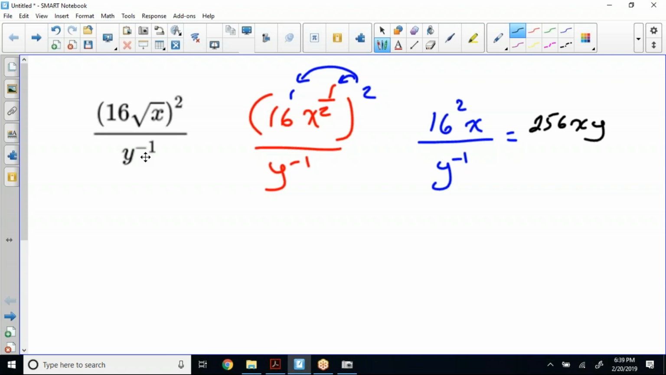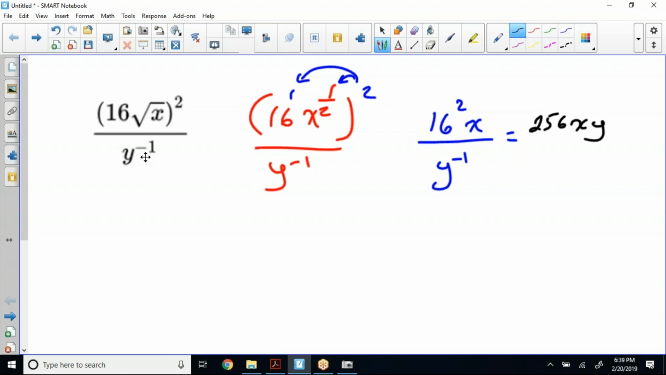Anything raised to a negative power has to move. If it's in the numerator, it has to go to the denominator. If it's in the denominator, it has to move to the numerator. Okay? Negative power, not just -1. It could be -2, -3, -4. It could be any negative exponent. But negative exponents, period. It's the negative exponent rule. So if it was raised to -2, it would be y squared.